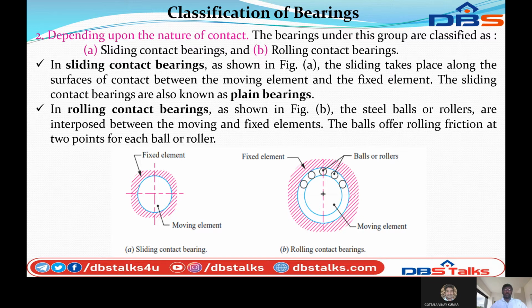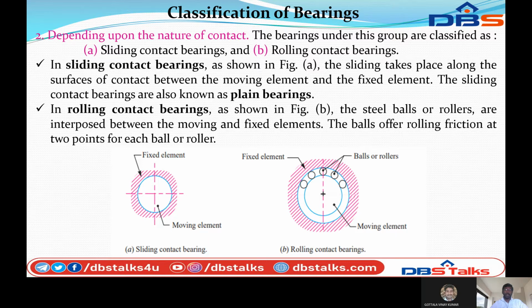Coming to the sliding contact bearing, as shown in the figure here, this is the sliding contact bearing. It has one movable element and one fixed element. The sliding takes place along the surface of contact between the moving element and the fixed element.